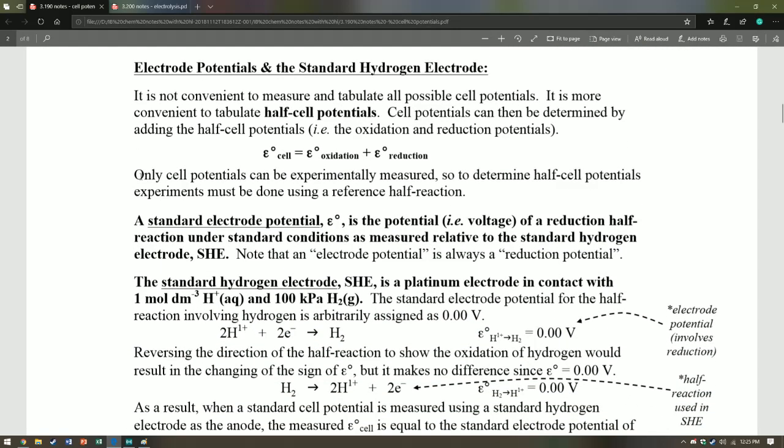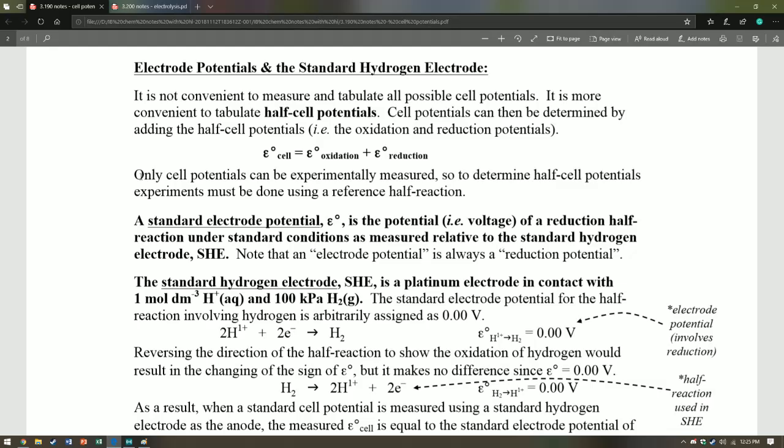For the half cell potentials, it's not convenient to measure every single thing, so we tabulate half cell potentials. Cell potentials are found by adding the half cell potentials together. So the electromotive force of the cell is equal to the electromotive force of the oxidation plus the reduction. Note that in the table that you're given, they are all reduction potentials, not oxidation potentials. In order to get oxidation, you have to flip it. You keep the reduction one the same, but for oxidation you flip it.